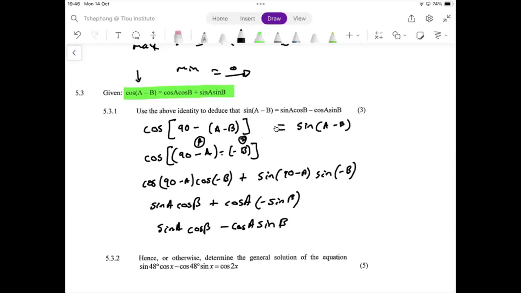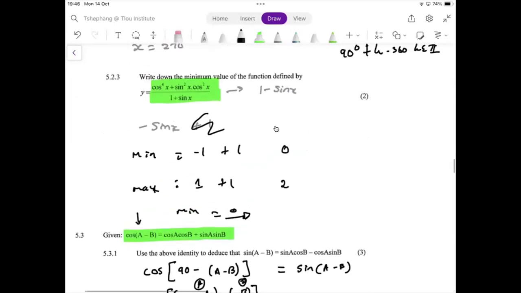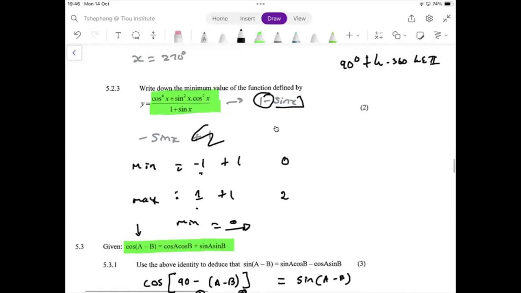Okay, somebody's asking me to go back to 5.2.3. So 5.2.3, I was saying that we know that this is equal to 1 minus sine x, right? Now we know that this is a shift. We ignore the shift and we look at the mother graph. The mother graph has a minimum at -1 and a maximum at +1. Now, they said that we are shifting it. The shift is 1 up, so we simply add that 1 there.